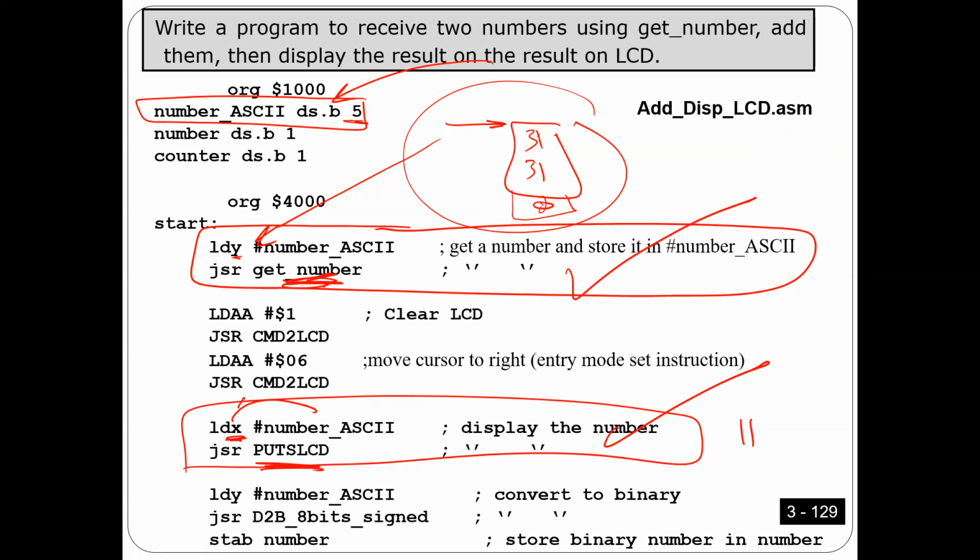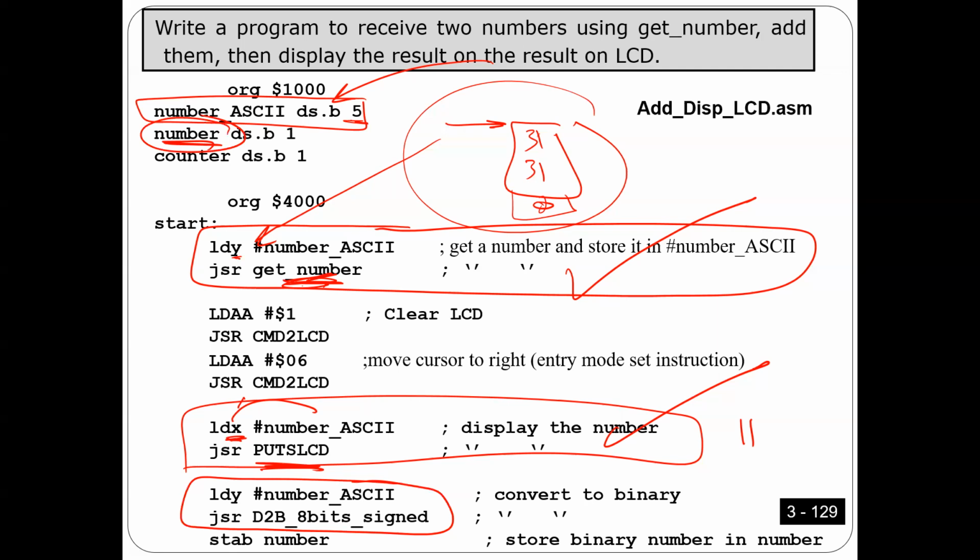Is that okay? After that, I want to convert this number to binary, because what's going to happen? I'm going to get two numbers. I have to convert this one to binary, and then I have to add binary to binary. Microcontroller can only understand binary. So in order to do the conversion, I did the conversion this way. This one is going to do the conversion and store the result in register B, as you see here. And then I'm going to store register B in number. So now I got one number from the user. I displayed the number, I converted it to binary, and I stored it here in number. Is that okay? So I am done with one number.